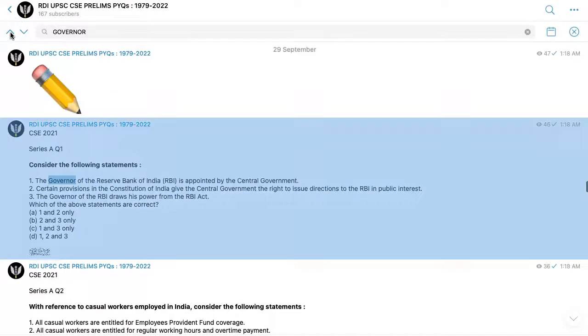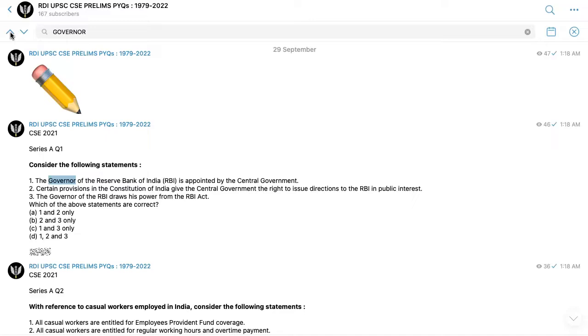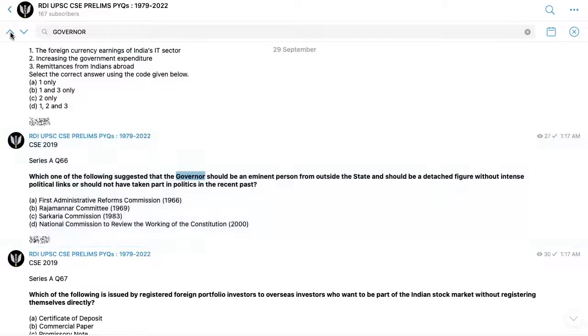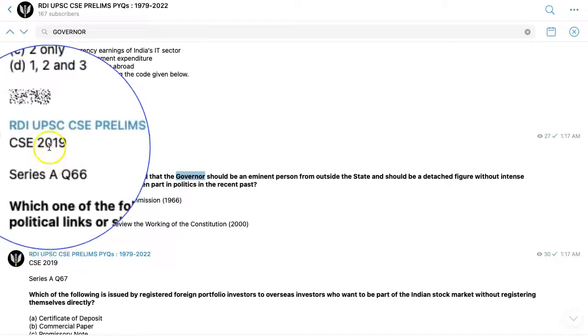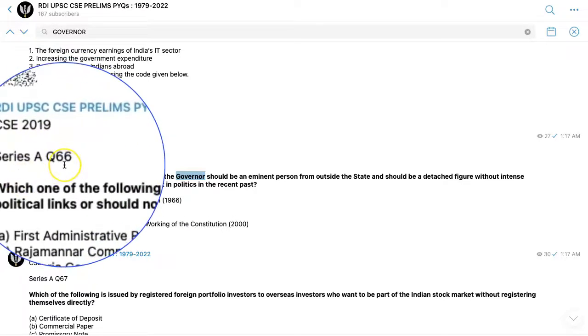So the next question again is of RBI and governor. So economic question, again, click next. Here is the first polity question. This question was asked in 2019 Series A paper, question number 66.